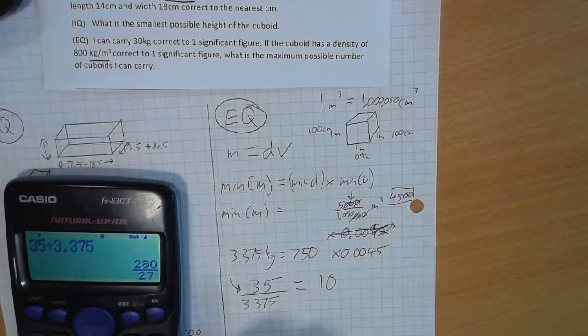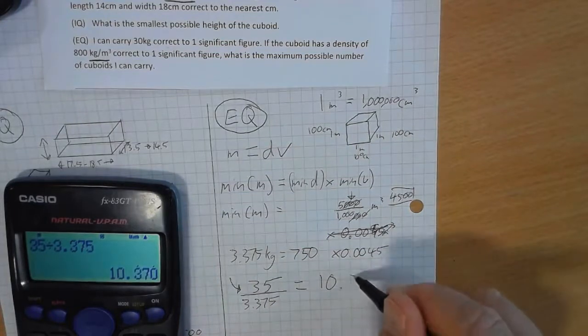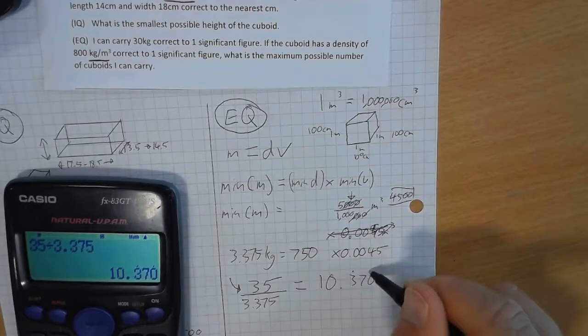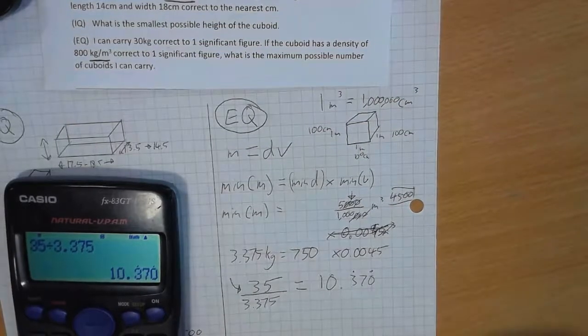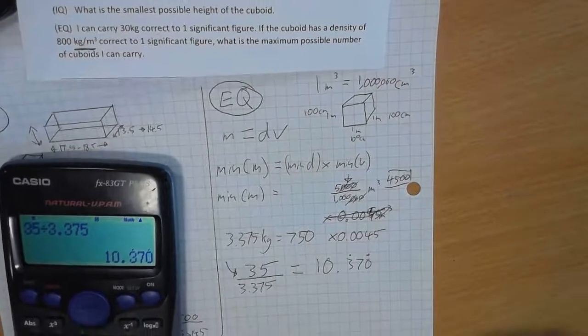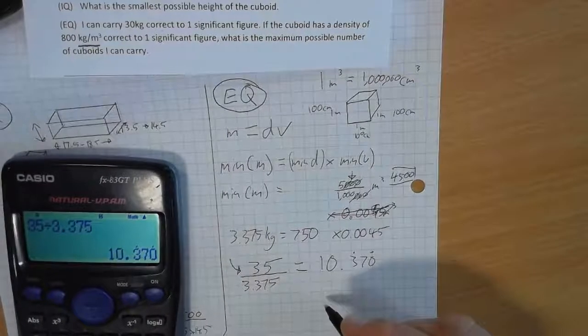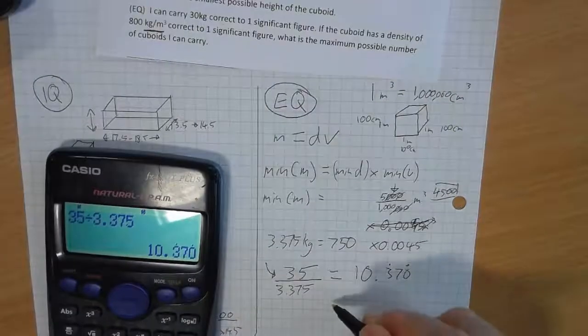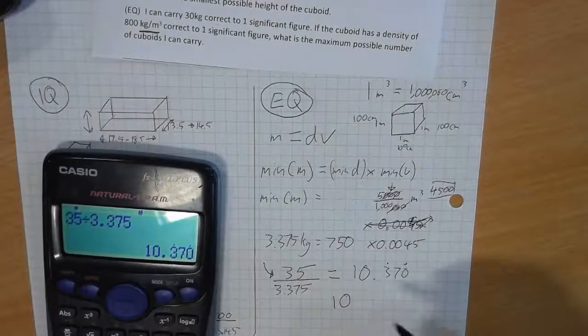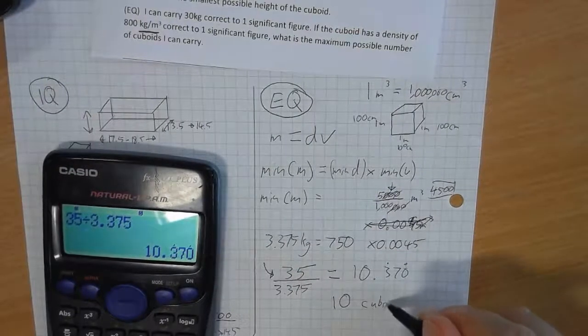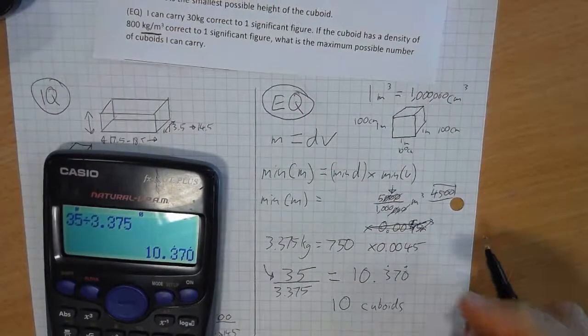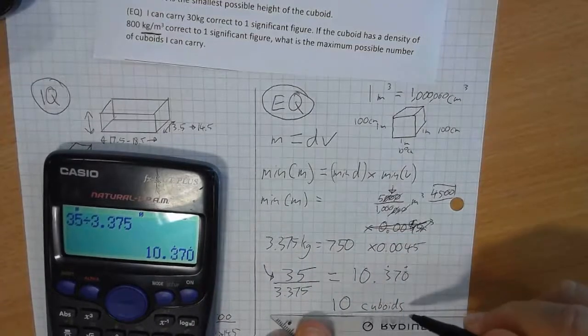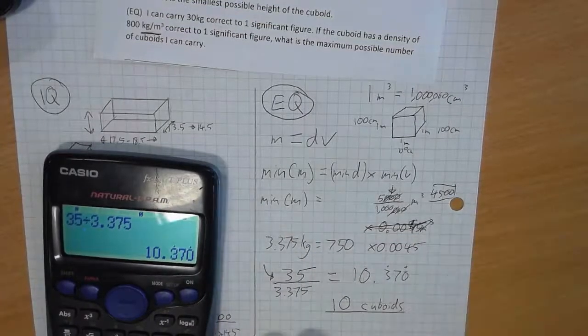Okay, 280 over 27, 10 and a bit, 10.370, okay, recurring. So that means that the maximum number I could possibly carry would be 10 cuboids, right? Because that's the maximum whole number of cuboids. Presumably I can't split the cuboids up. There's my answer.